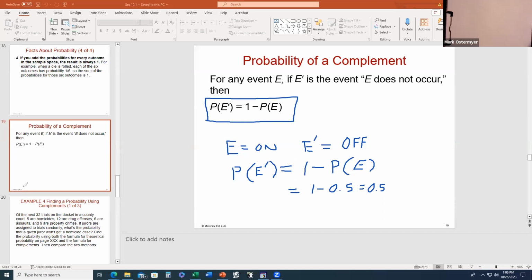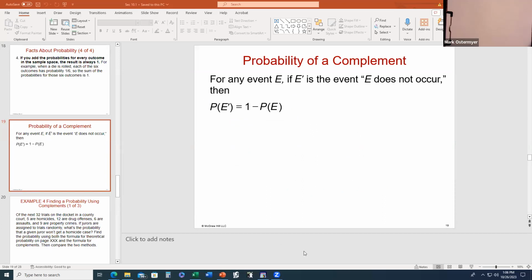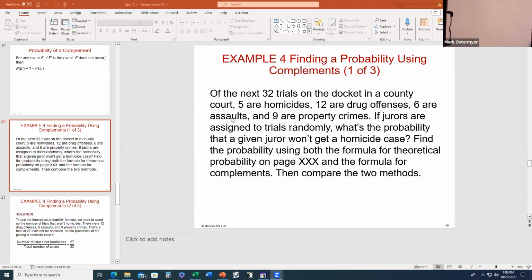We flip a what? We flip a tail. Okay. All right.